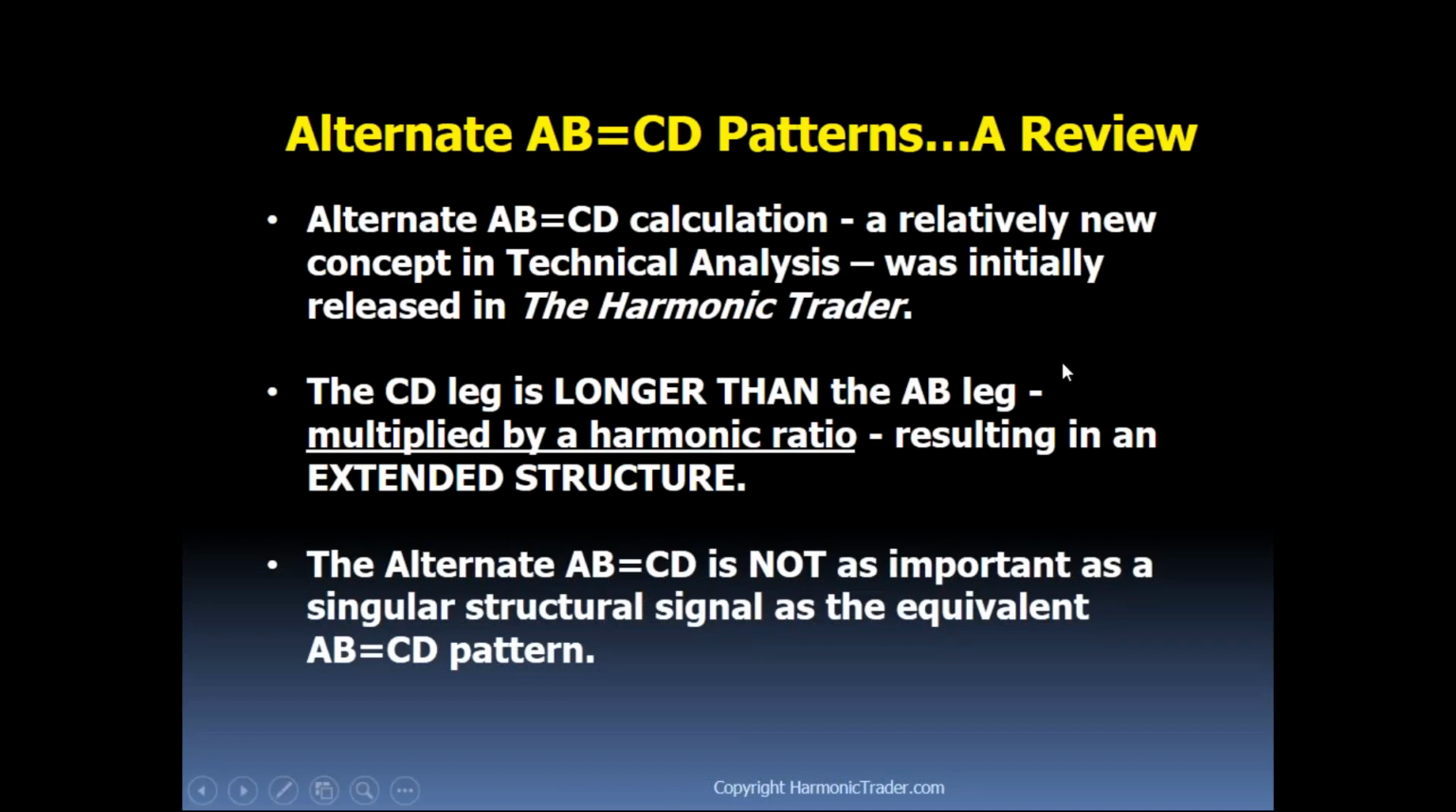Alternate ABCD patterns are longer than the normal equivalent version, and they're multiplied by a harmonic ratio. This results in a structure, a harmonic structure, that can be applied to BAT patterns when the equivalent ABCD doesn't line up. Now, the alternate AB equals CD is not as important as the singular equivalent structure, that singular AB equals CD, but when we look at patterns such as the BAT, we'll see how effective it is in complementing and defining the potential reversal zone.